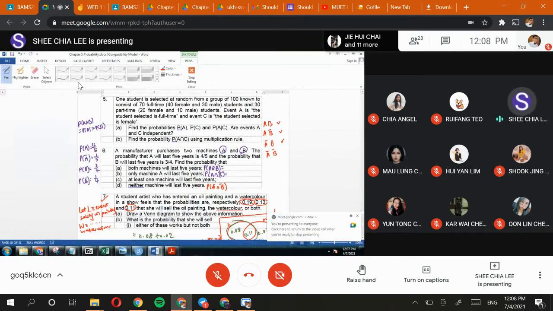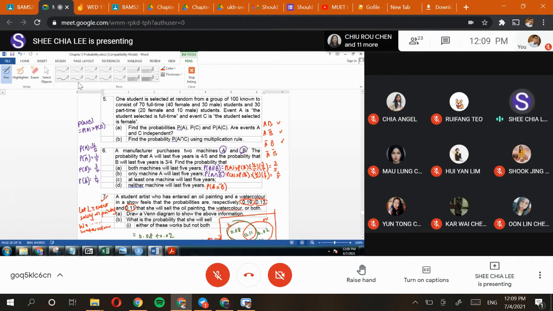Okay, so for the first one, when they say both machines will last 5 years, meaning A and B also last 5 years. A lasts 5 years and B also lasts 5 years. So A lasts 5 years is 4 over 5. B lasts 5 years is 3 over 4. So I get my answer 3 over 5. Okay, and if only machine A will last 5 years, so machine A lasts, machine B doesn't last. So A lasts is 4 over 5, B doesn't last is 1 over 4. So my answer is 1 over 5.